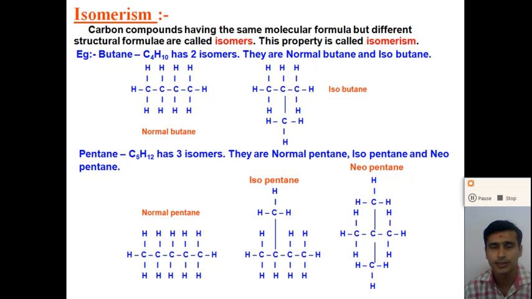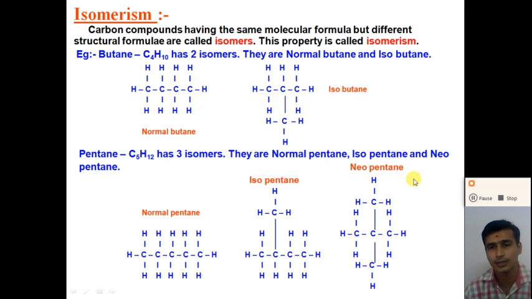So dear student, carbon compounds that have different structural formulas are called isomers of each other. Each carbon compound has different isomers. How they are connected with the other carbon atoms gives the isomers of the carbon compound. So understand what we mean by isomers and how we can draw the isomers of different carbon compounds.